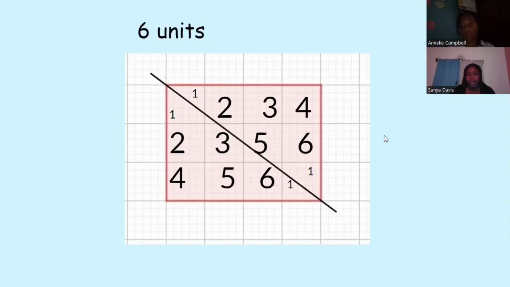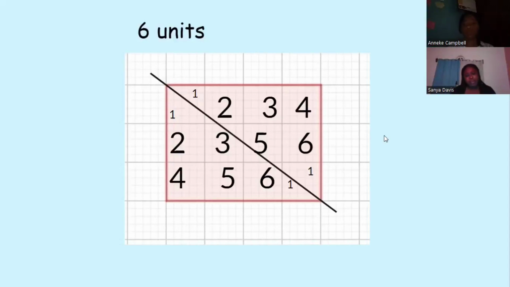Realize that the area of one of the triangles is half the area of the rectangle. So the area of the rectangle was 12 units squared, and the area of one of the triangles is 6 units squared, which means that it is half the area of the rectangle. Have you noticed anything else? Yes, I noticed that the sum of the two areas of the triangles will give the area of the rectangle.